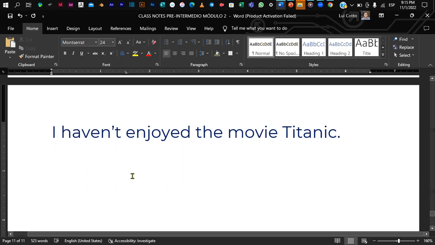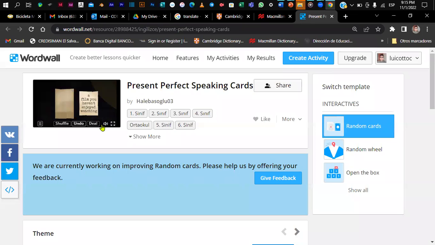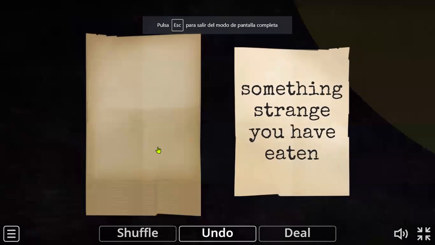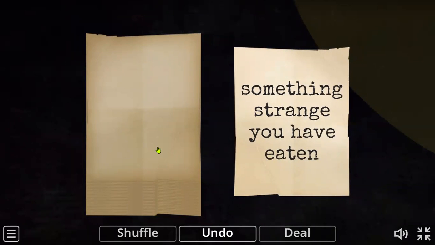Anyone else? That you can share the negative sentence in the present perfect. Or if not, I can show the next one. Let's see the next one. Something strange. Oh, strange. Nice. You have eaten. Something is strange. You have eaten. Okay, what about that? Can you share with the class an example? Question, affirmative or negative? Affirmative, yes. We don't have the negative in the question neither. All right, so something strange that you have eaten.